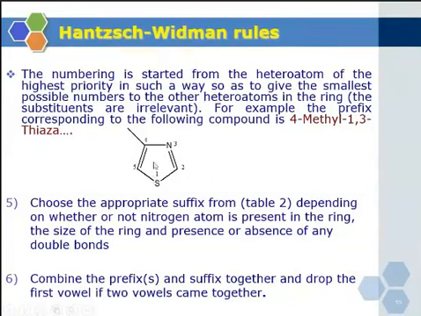Here, the numbering is done in such a way that the higher priority heteroatom gets the first position and the next heteroatom gets the minimum possible number. For example, here if we see this structure, the structure can be called 1,3-thiaza derivative, which has a methyl substitution at position number 4.